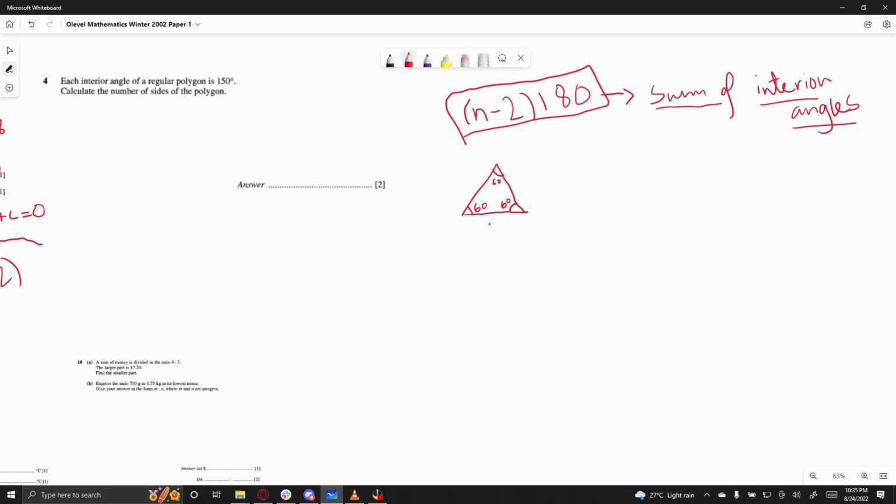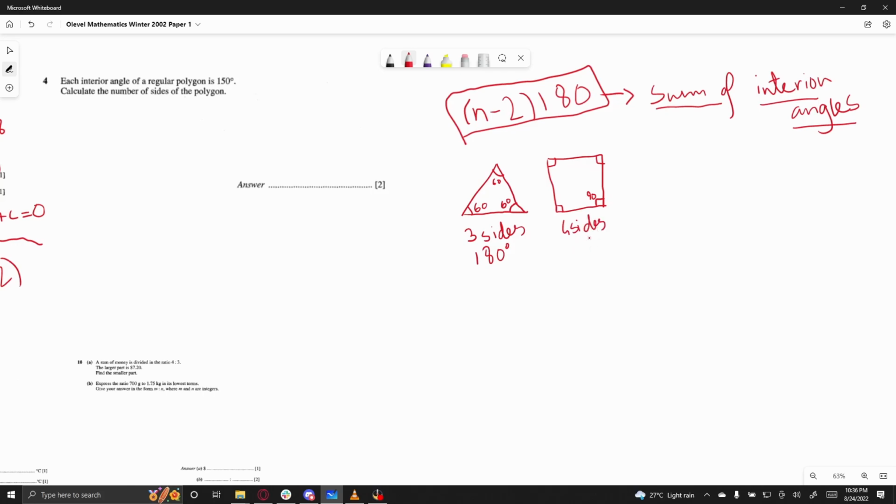And a triangle has three sides, and the sum of its interior angles is 180 degrees. Okay, so far so good. Now let's move on to a regular four-sided polygon, which is a square. A square has 90, all four angles, 90, 90, 90, okay? And it has four sides.